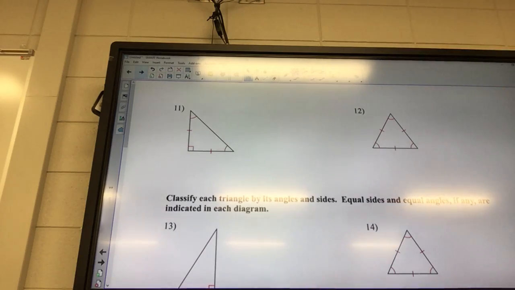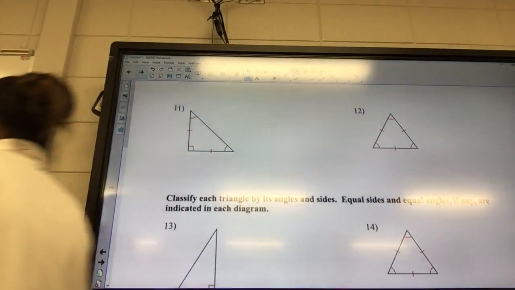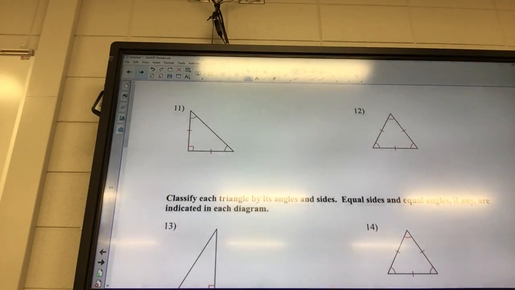Number 11. Is it scalene, isosceles, or equilateral? If we have this triangle and all 3 sides are marked, this is going to be an equilateral. It means 3 sides the same. If 2 sides are marked, then this is going to be an isosceles. It means 2 sides the same. If no sides are marked, then that means no sides are the same, so that's going to be a scalene.